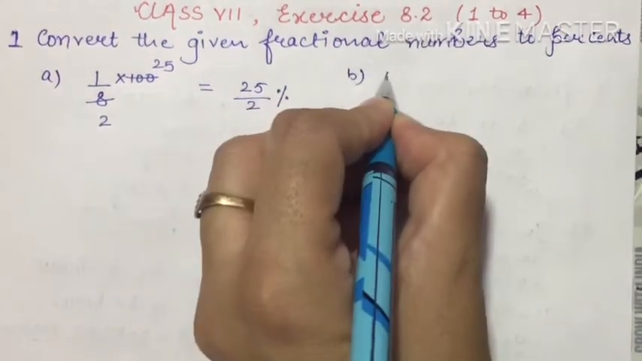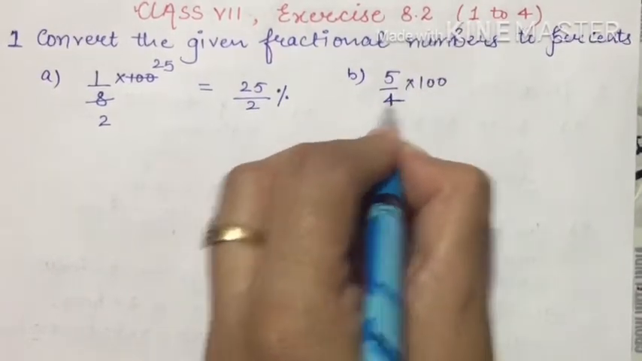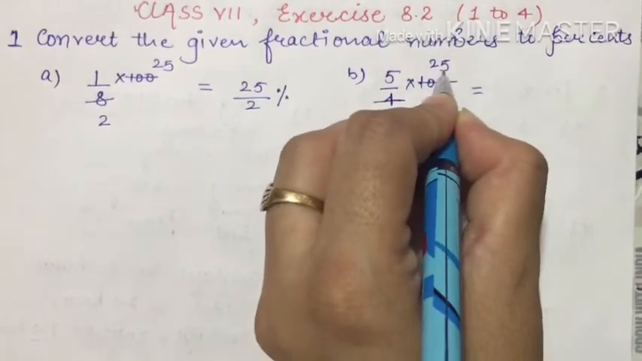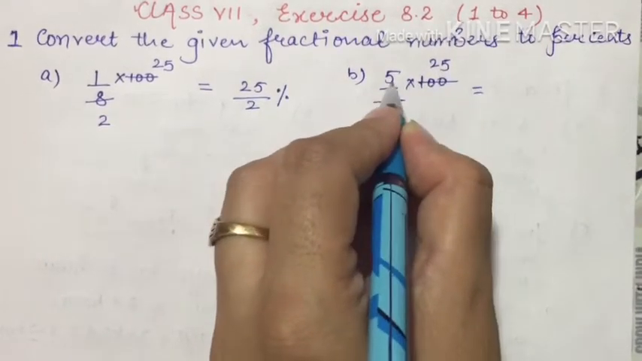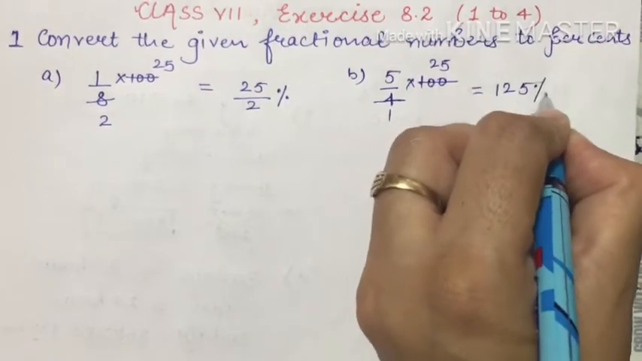B part of it, 5 by 4. Same way we will be multiplying with 100. You can cut if they are able to cut. Multiply. Now here it is 25. Multiply 25 with 5. You will get 125 percentage.